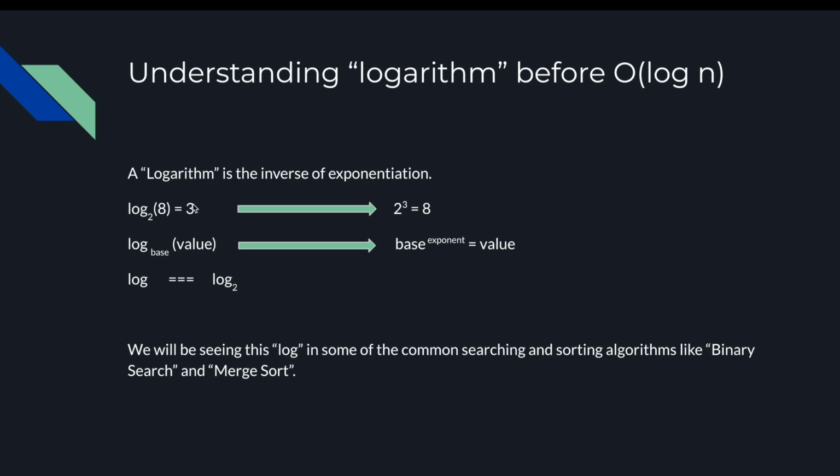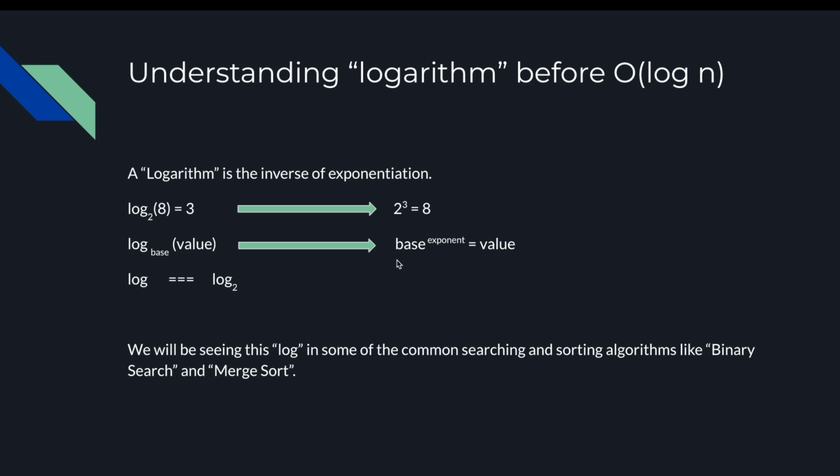But how exactly did we calculate this value? If you observe, there is a 2 at the bottom of log. This is known as our base. And this 8 is our value. Now what exactly are we trying to calculate? What should be the power of this base that will result in this value, right? So if our base is 2 and value is 8, the power of 2 should be 3, right? Because 2 raised to power 3 is equal to 8.